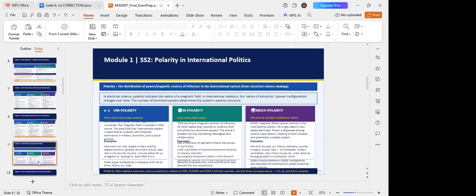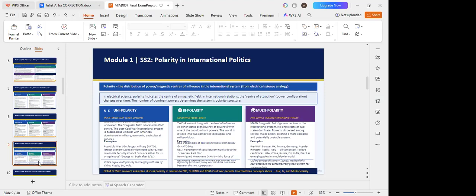I said electric. I made a mistake in this slide. In the slide, I said polarity means the distribution of power in the international system, how power is being distributed. Instead of political science, I put electrical science. So it's political science. In case you are seeing the slide, it's political science, not electrical science. Understand? So how power is being distributed in the international system.